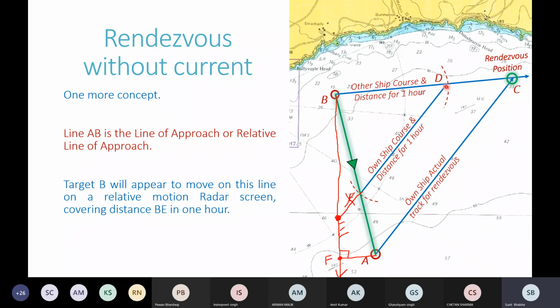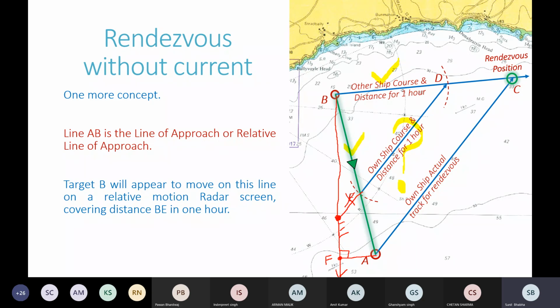The target course and speed is known to us. These two were known. Let me mark it. This was known to us. The line of approach was known to us. What we were finding was this one, that is own ship's course and speed.